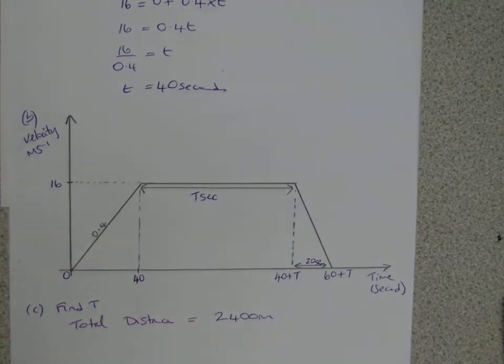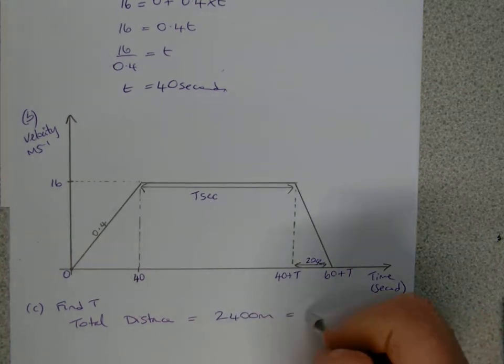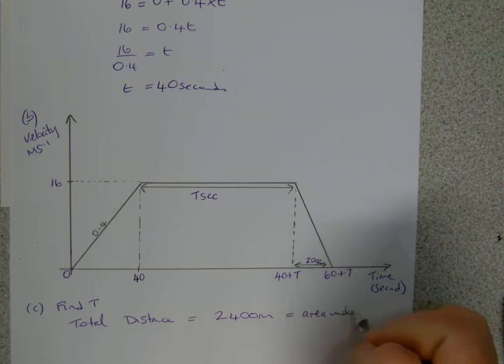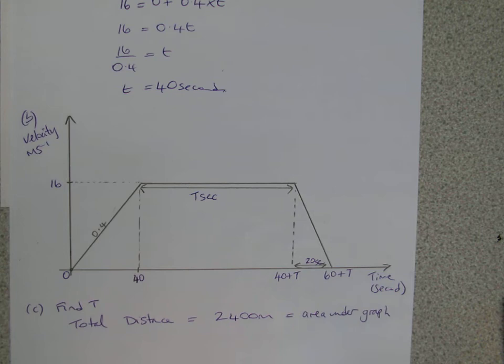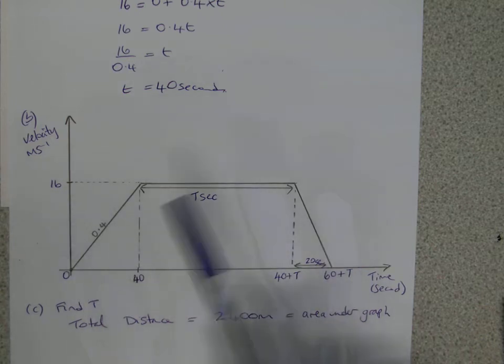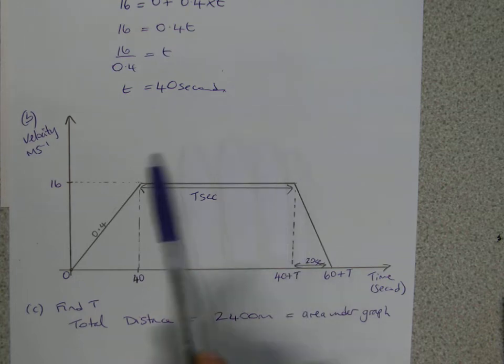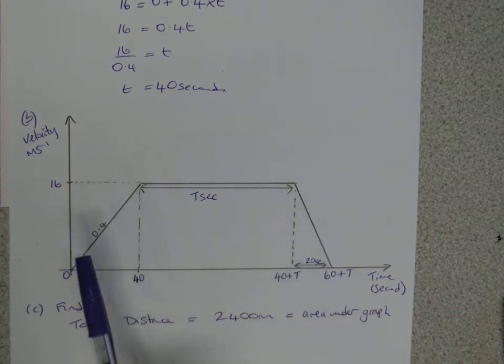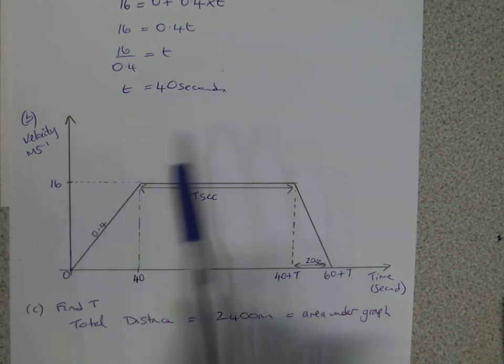And remember then, of course, distance is the area under the graph, right? Okay, area under this graph. So if we can work out the area under this graph, it obviously should equal 2,400. And I'm going to do that here to determine the area. And we can look at this shape here, okay? We could split it up into triangle, rectangle, triangle, or we could think of it as a trapezium, okay?